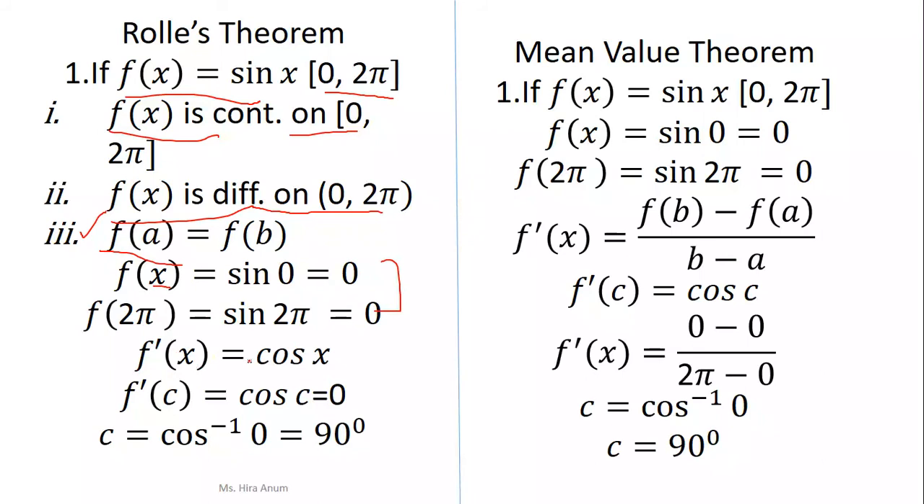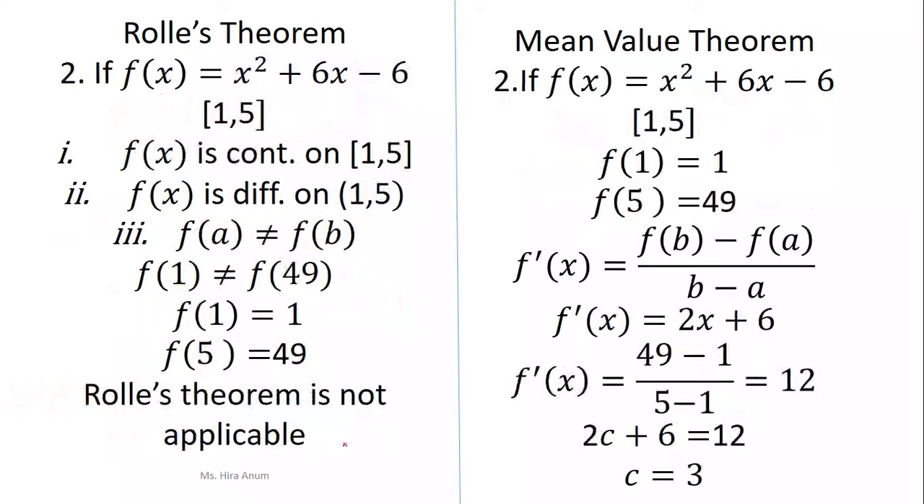So f prime of x equals the derivative of sine, which is cos x. F prime of c equals cos c equals 0. As we know f of a equals f of b, so we put f prime of c equals 0. So c equals cos inverse 0 equals 90 degrees.